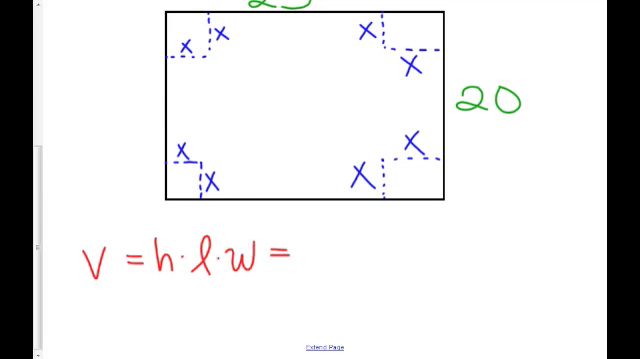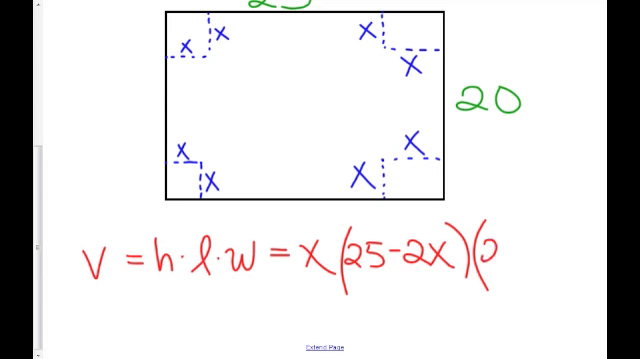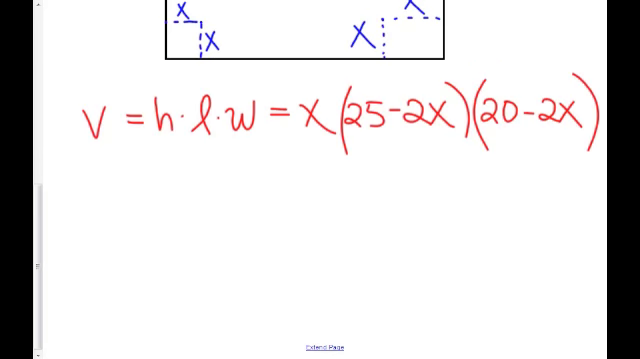Now the volume of a box is given by the height times the length times the width. Now imagine the 3D model of this box. The height is x. The length is 25 minus 2x, because we're taking off both of those corners. And the width is 20 minus 2x, because we're taking off 2x from the 20 side. This is the volume of our box in terms of one variable x. Now all we have to do is just multiply this out.